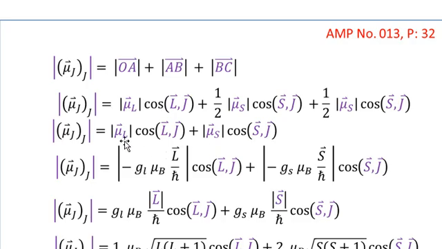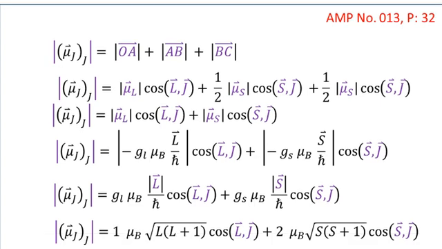Here you can put the value of mu L, which I have shown over here. Mu L is equal to minus GL into mu B into vector L over H bar. And similarly, the mu S vector is substituted over here, which is minus GS into mu B into capital S over H bar. These values I have calculated in one of the previous slides.